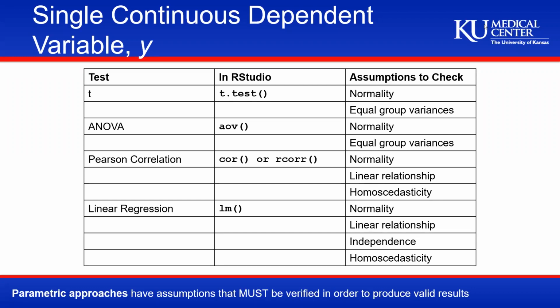If you have a single continuous dependent variable, like blood pressure change, and you want to perform these tests in statistical software, then I'm giving you the RStudio function here. A t-test is just t.test, and you'll have to put in some information in the parentheses, but it will produce the results for you and also allow you to check the assumptions. Same thing for ANOVA, correlation, and linear regression.